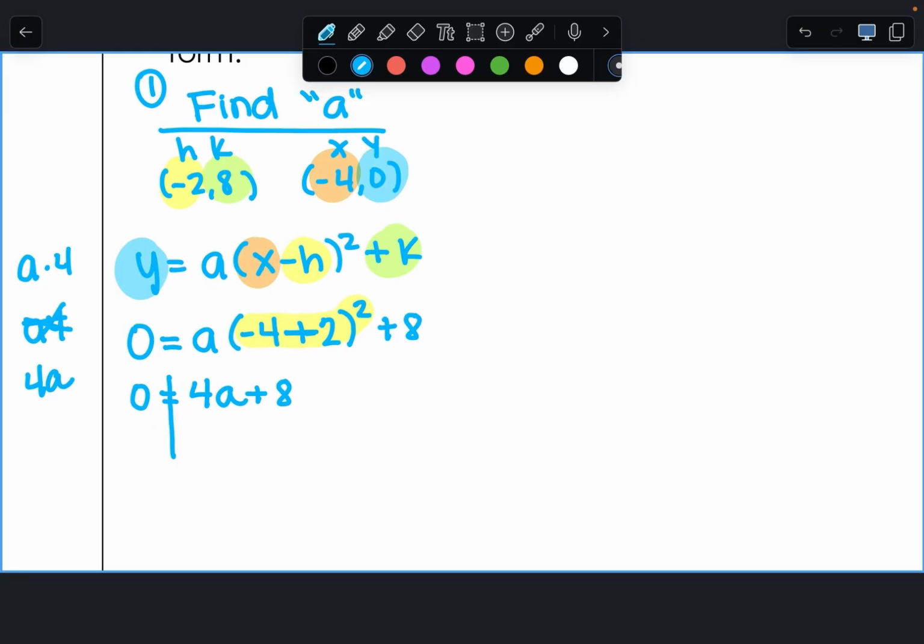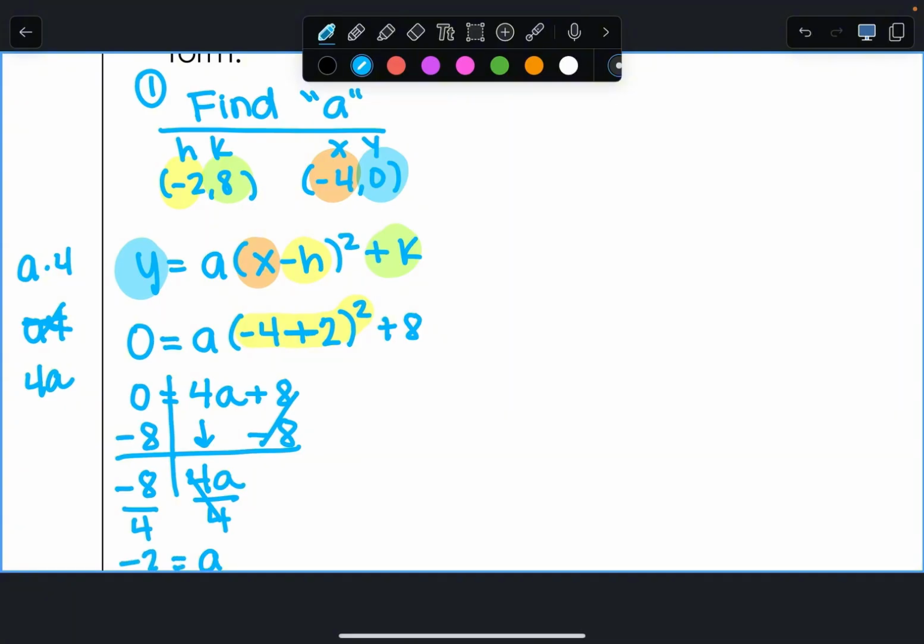Two-step equation. What number are we going to move first? I think the 8. Always move your constant first. Always add or subtract first. So plus 8 is going to change to minus 8. 0 minus 8 is negative 8. Bring down your 4a. And then the second step, divide by 4. So what is a? Negative 2.